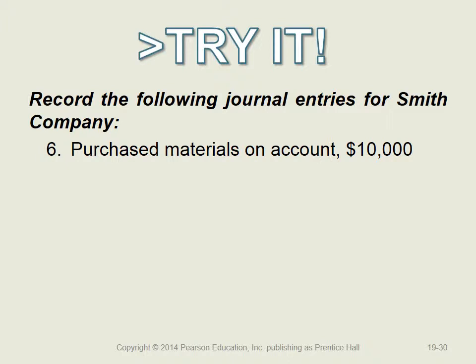For this Try It, record the following journal entries for Smith Company. Purchased materials on account, $10,000. So for this entry, we're going to want to debit the raw materials inventory account and credit accounts payable since it's on account.